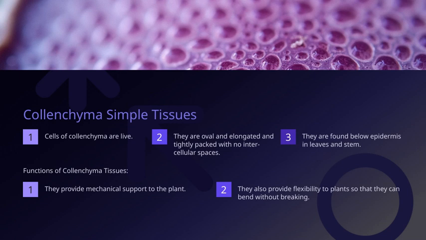Another important role of collenchyma is that it adds flexibility to the plant. This flexibility allows plants to bend without breaking, especially in windy conditions or when they grow. You can think of collenchyma as the plant's natural shock absorber. You'll typically find these cells just below the epidermis in leaves and stems. This strategic placement helps support the outer layers while still allowing for some movement and flexibility. Overall, collenchyma tissues are vital for maintaining the structure while allowing the plant to adapt to its environment.